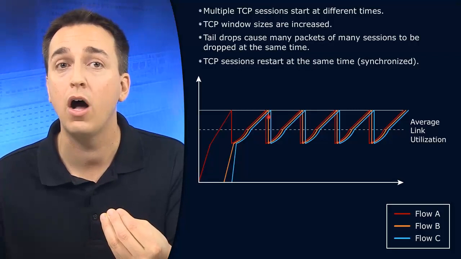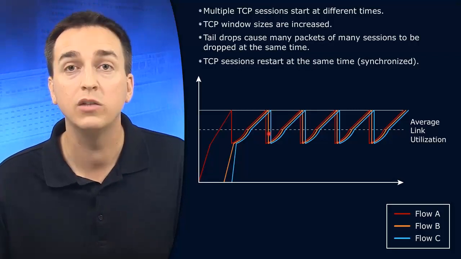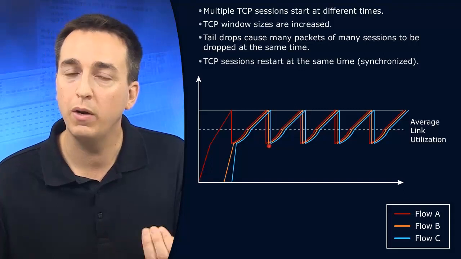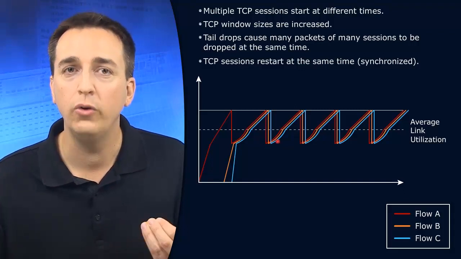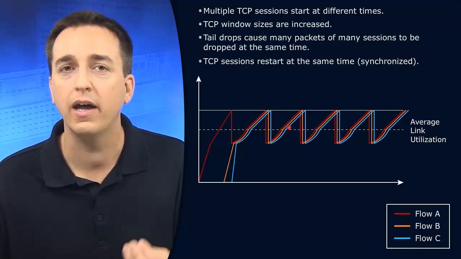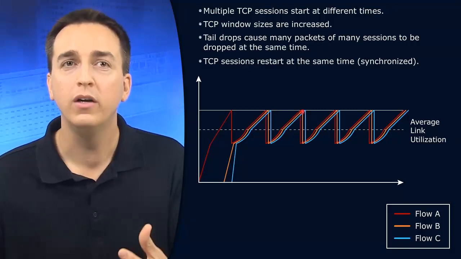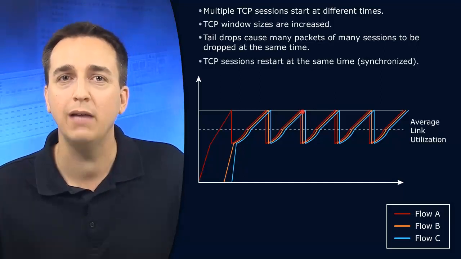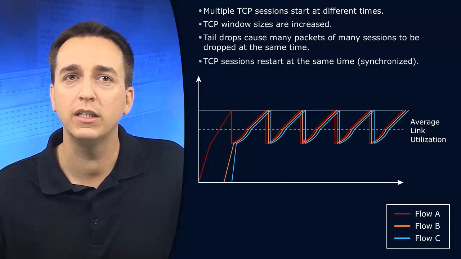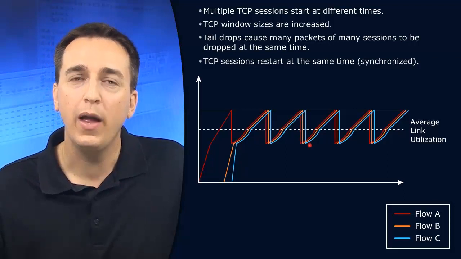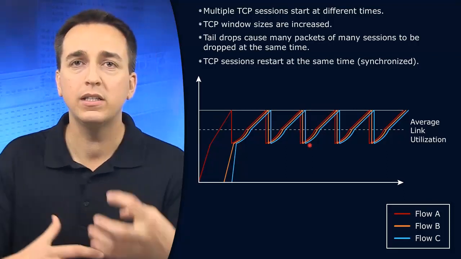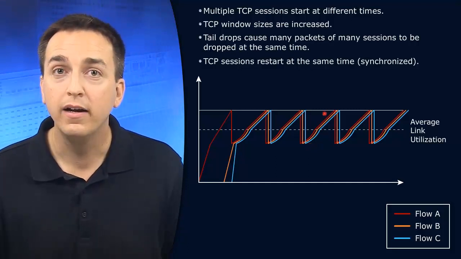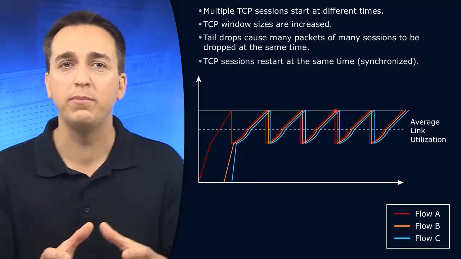We all back off at the exact same time. Because what? Our segments are getting dropped. They're going unacknowledged. So we back off. We slowly increase the amount of data being sent. And then, boom, we all experience that dropping of segments at the exact same time. This is global synchronization. Everybody's TCP sessions are synchronized. They're restarting at the same time. And this is all because of tail drop.